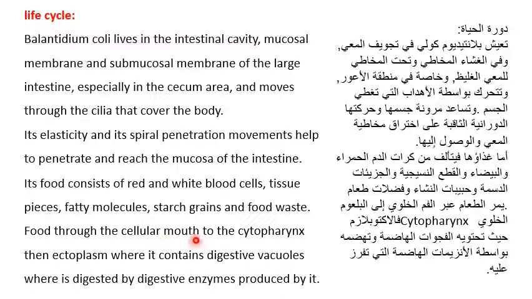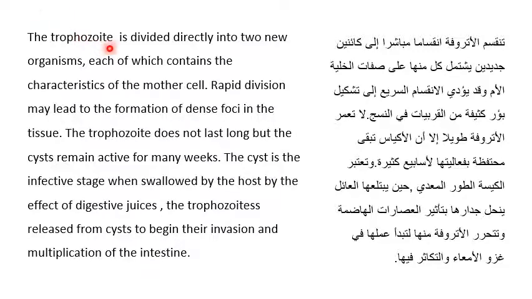Food passes through the cellular mouth to the cytopharynx, then the endoplasm where it contains digestive vacuoles, where it is digested by digestive enzymes produced by it. The trophozoite divides directly into two new organisms, each of which contains the characteristics of the mother cell. Rapid division may lead to the formation of dense foci in the tissue.